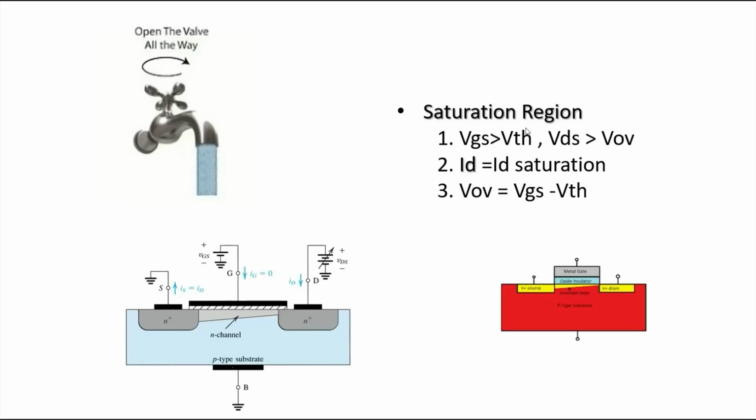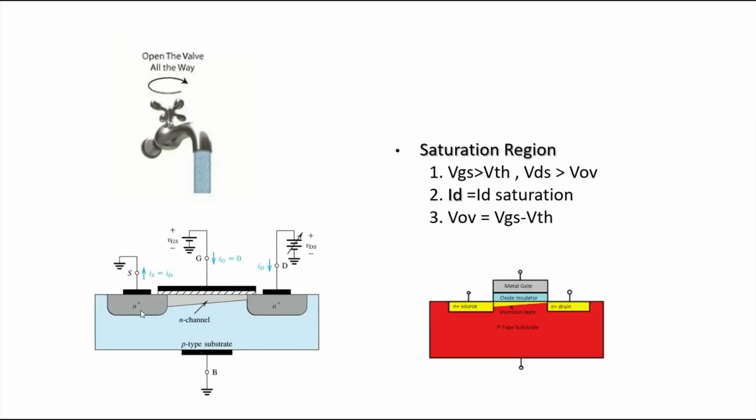The third region of operation is saturation region, and the condition is VGS is greater than VTH and VDS is greater than VOV. Before that, we have to discuss overdrive voltage. Overdrive voltage is simply VGS minus VTH. And what is exactly happening at VDS equal to overdrive voltage?